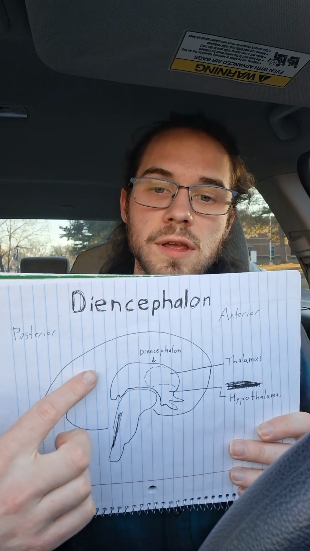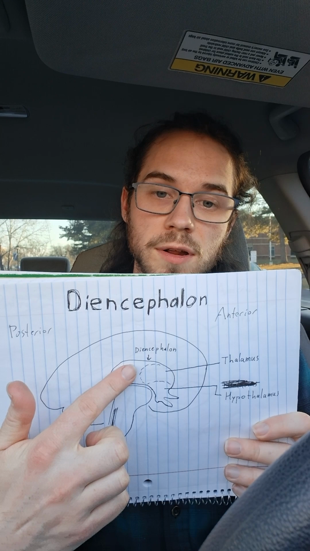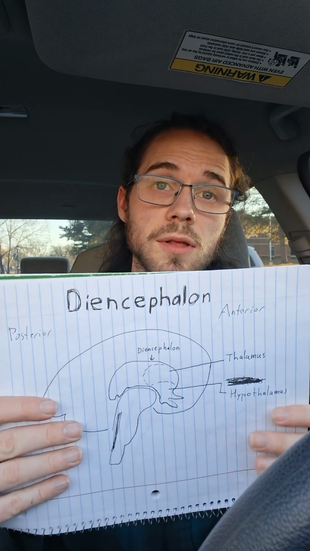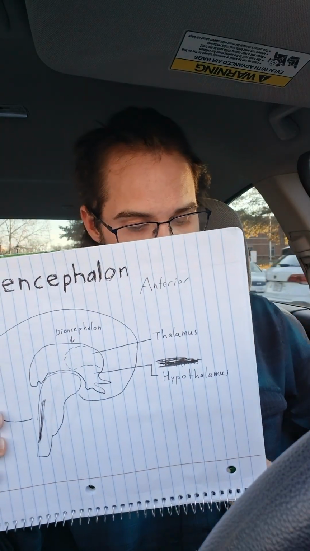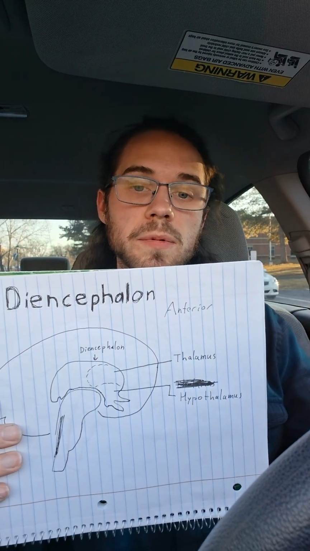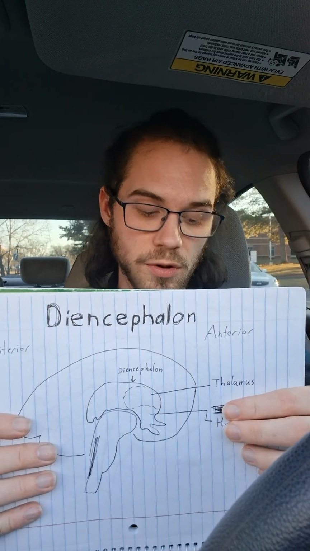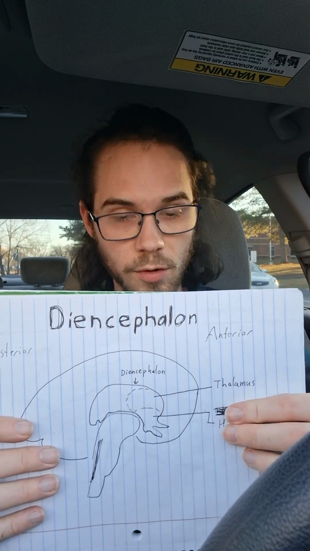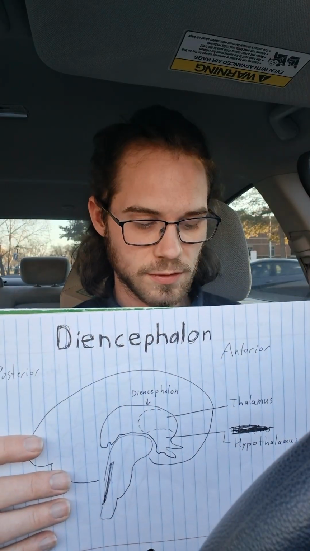Now we also have in our brain the diencephalon, which sits right above the brainstem. So here we have our brainstem, here we have our diencephalon. And there are two major parts of the diencephalon. We have the hypothalamus, which works as a link between the nervous system and the endocrine system. It also contains the pituitary gland and maintains homeostasis functions such as thermoregulation, hunger, thirst, and sleep cycles.